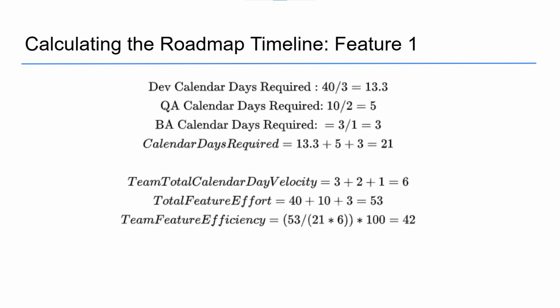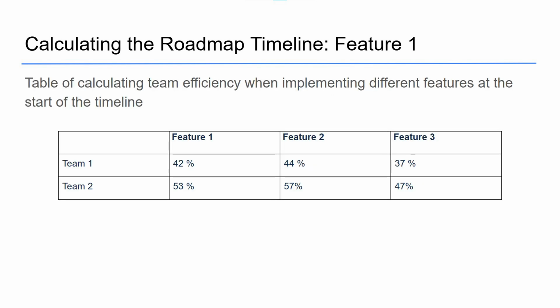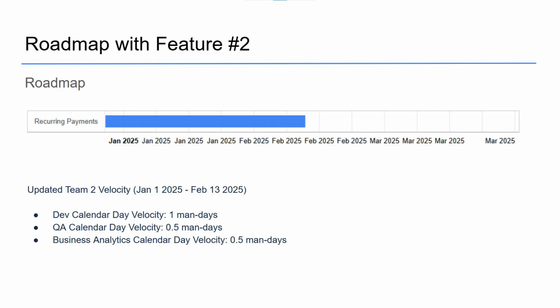Let's calculate the other efficiencies in a similar way. In our case, feature number 2 implemented by team number 2 is a winner, so it will be the first feature that will go on the roadmap. The feature will take 31 man-days, that corresponds to half of the quarter in our timeline.